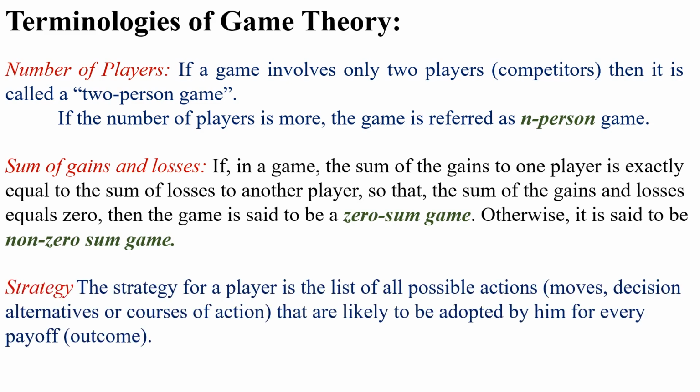The third one is the strategy. The strategy for a player is the list of all possible actions. What do we mean by actions? Some moves, some decision alternatives or courses of action, whatever. The strategy for a player is the list of all possible actions that are likely to be adopted by him for every outcome.